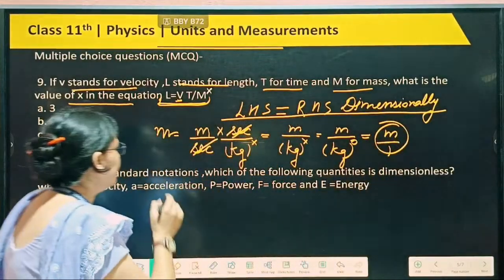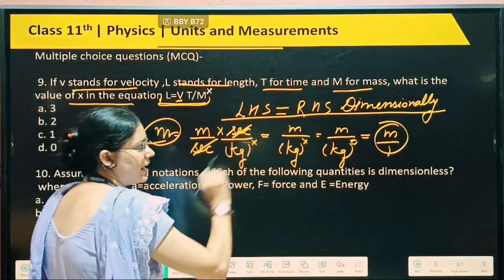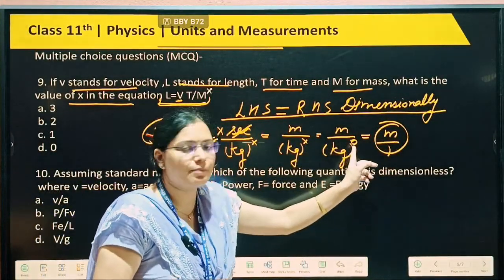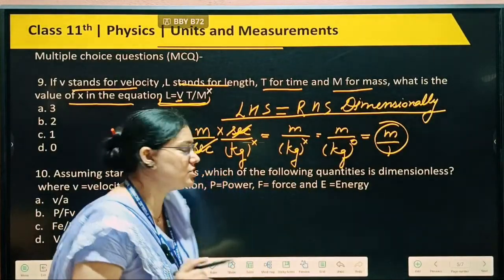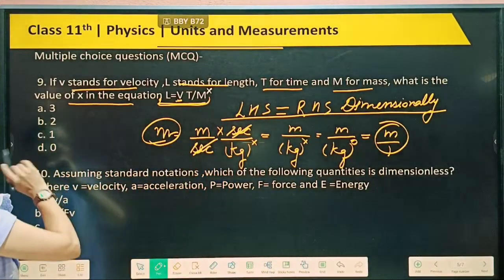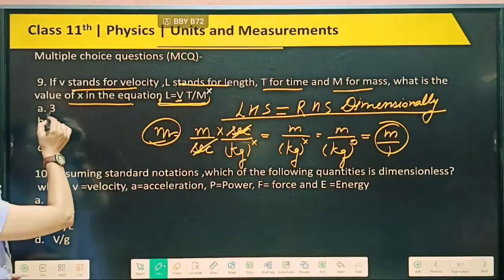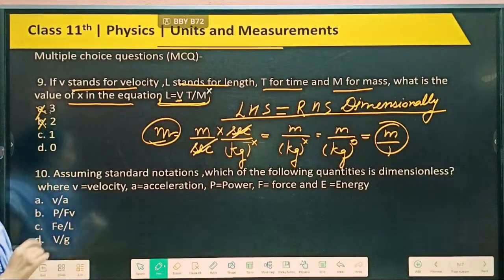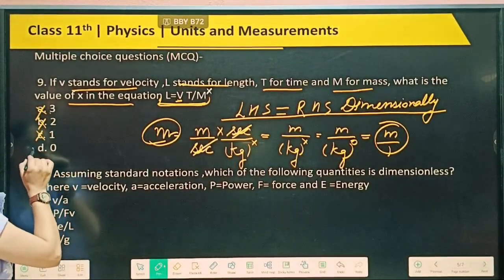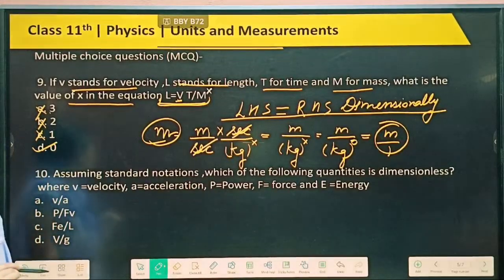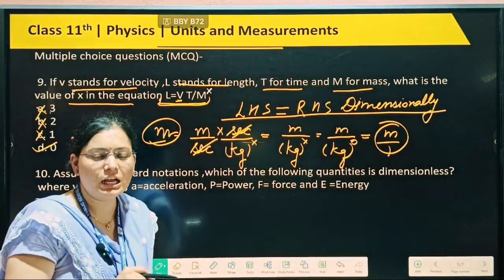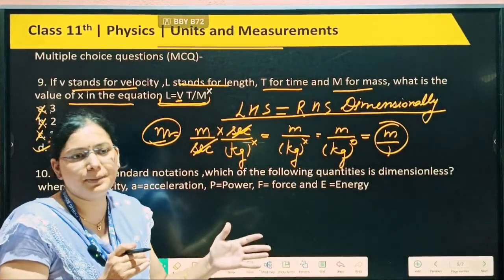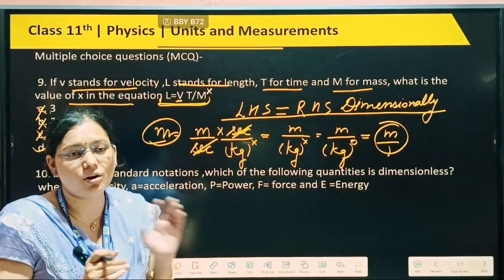So dimensionally this side should be equal to this side, meter only. This is possible if we keep the value of x equal to 0. So check the options for where 0 is. First option 3, wrong. Next option 2, also wrong. Next 1, also wrong. Now the last option D is 0. That's why this option is the right option. Clear to everyone, beta?